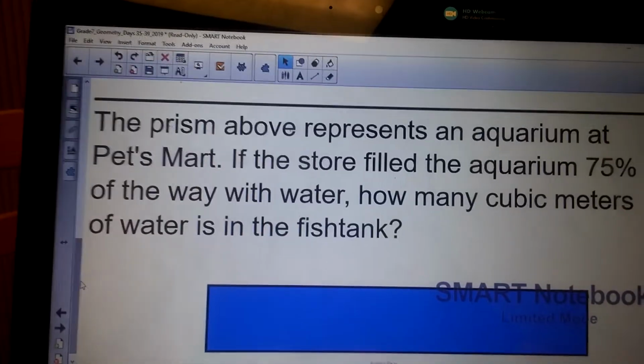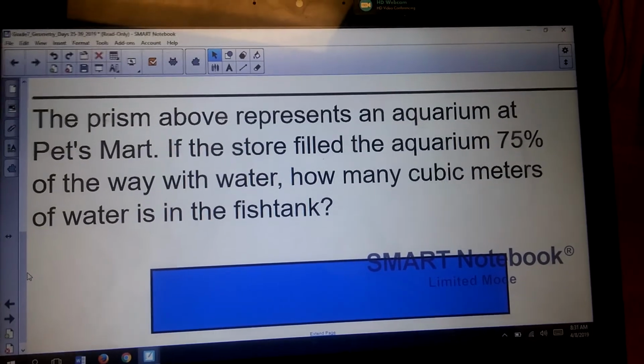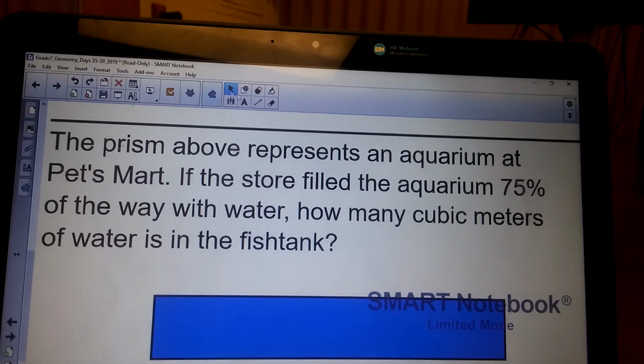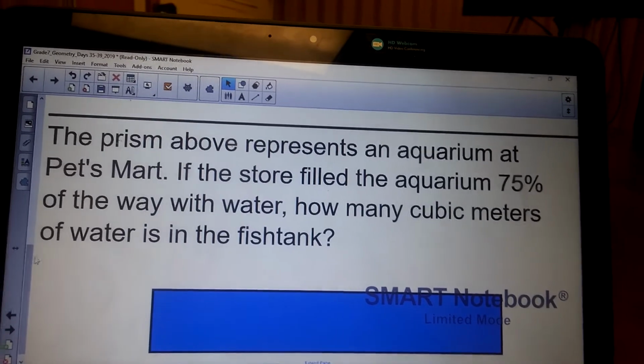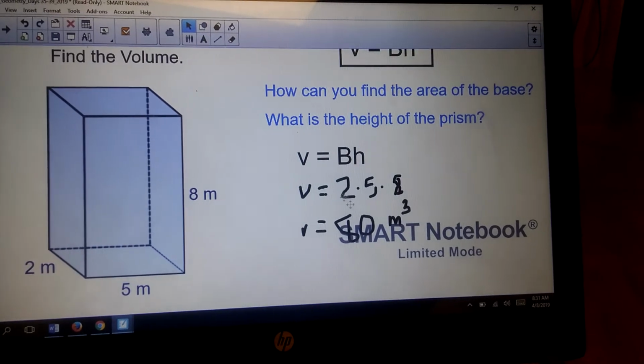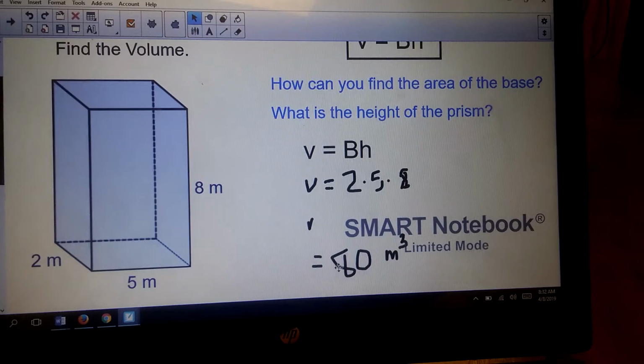So if we ask an extension question here, it said the prism above represents an aquarium at PetSmart. If the store filled the aquarium 75% of the way with water, how many cubic meters of water is in the fish tank? Well, here's what we know. We know that if it's filled up all the way, it can hold 80 cubic meters, because we found out that the volume is 80 cubic meters.